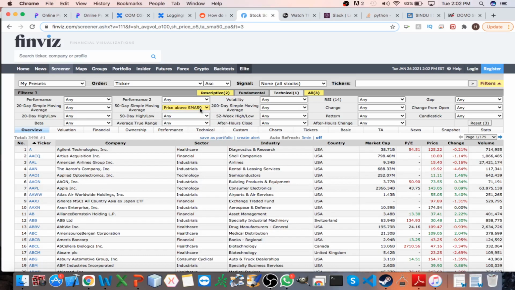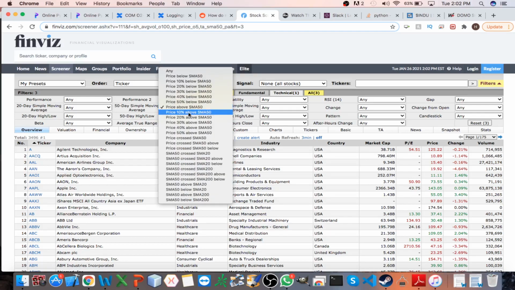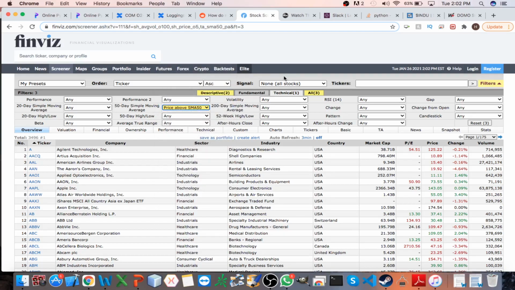Now, if you guys want to be really clever and filter out even more stocks, you guys could just do price 10% above the 50 SMA. But I want more variety, so let's just go with this option.